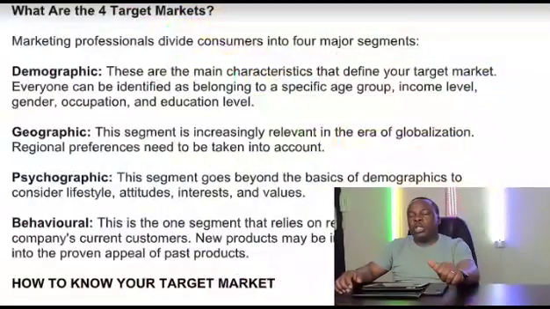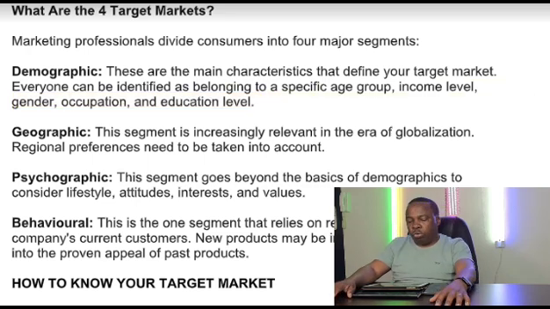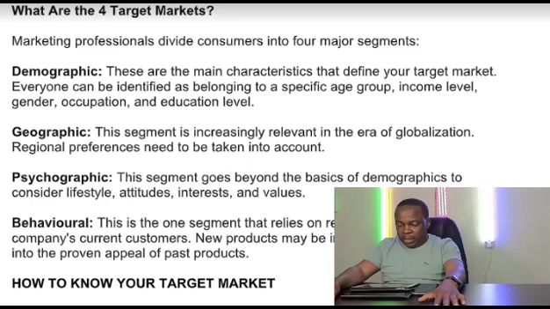You can break down according to demographic. I said these are the main characteristics that define your market. Everyone can identify it as belonging to a certain age group, income level, gender, occupation and educational level. Which means if you target according to demographic, these people are a certain age group, they've got a certain income level, a certain gender, maybe it's male, a certain occupation, maybe an accountant, a certain level of education, like me, maybe they are ending matric. So you have identified a certain group.